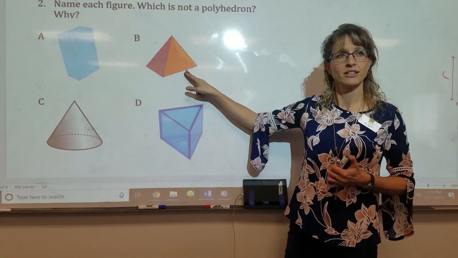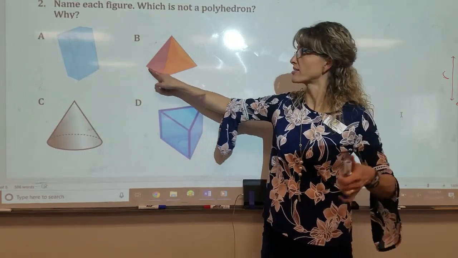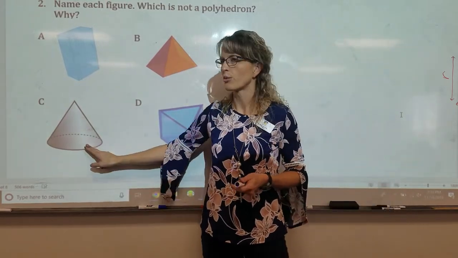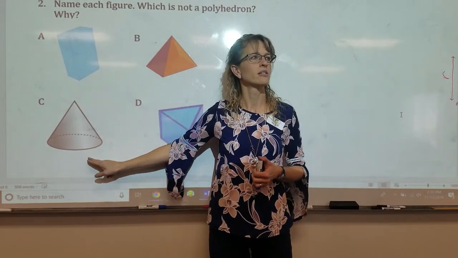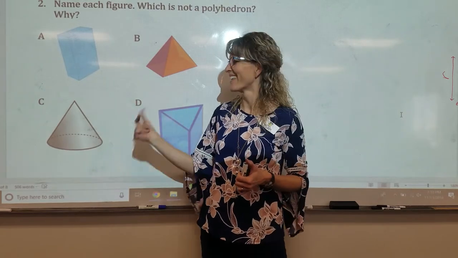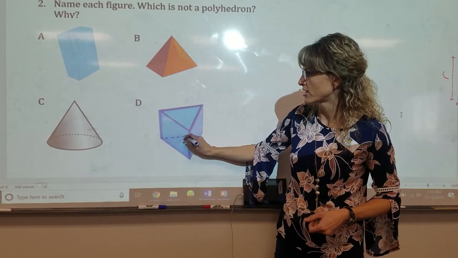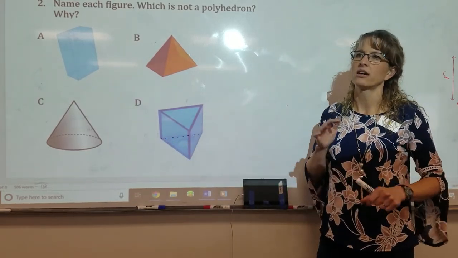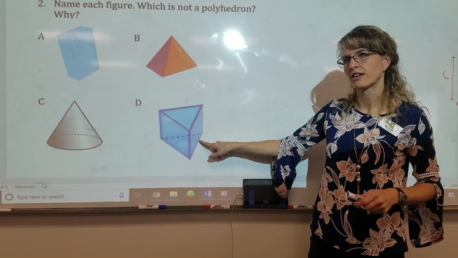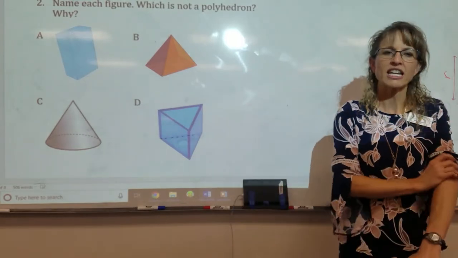What is the name of B? Emma. Pyramid. Good. More specifically, what's the base? Rectangular pyramid. What do we call C? Preston. A cone. And then D, if you can see, there is a little dotted line in there. What do we call D? Jasmine. That's a triangular prism. Very good.